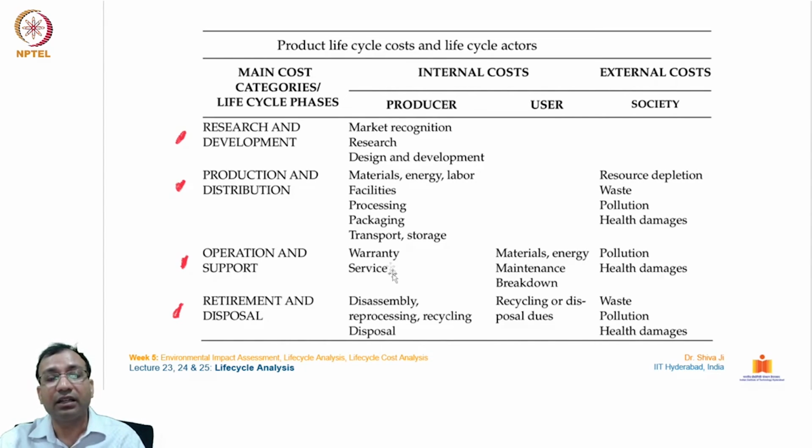Similarly, you can see some stakeholders and features over here also, like from the operation and support we see warranty services, and from the retirement and disposal we see disassembly, reprocessing, recycling, disposal, etc. Well, these terms are repetitive, but it is very important for us to understand them in order of their appearance, when and how they come, and how we can make our intervention.